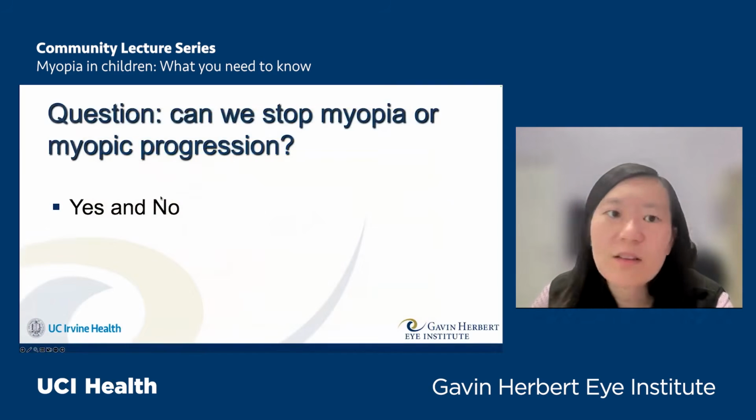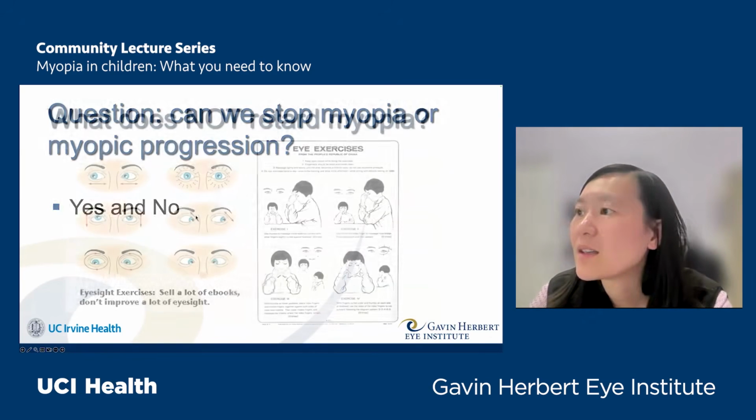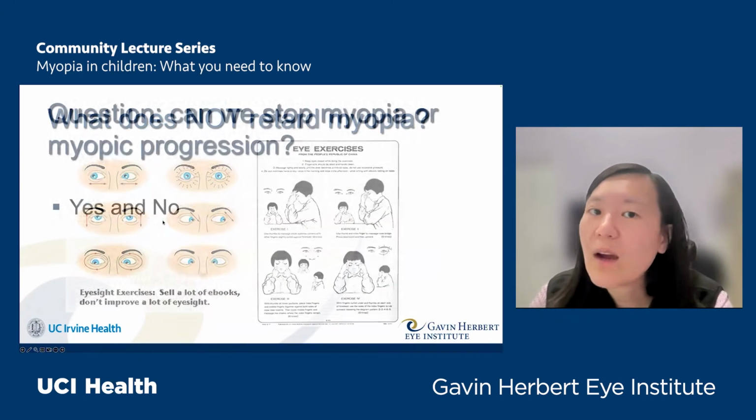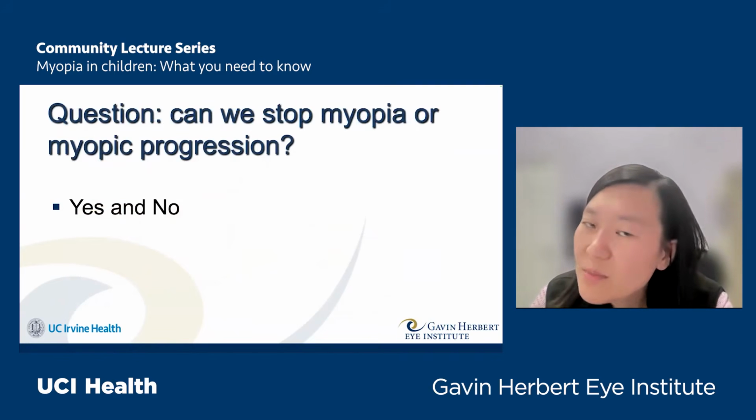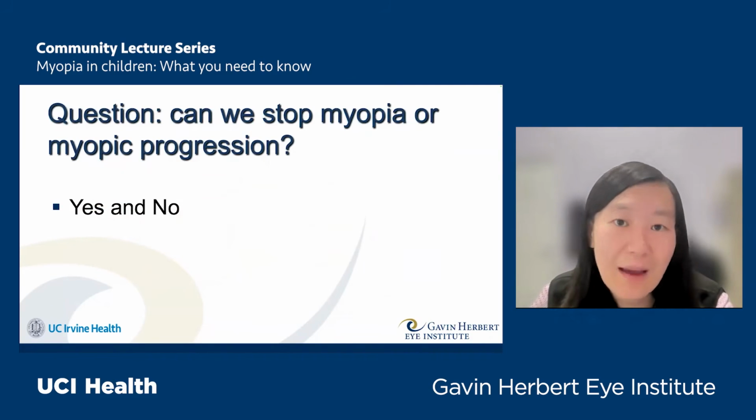And so the actual question that we're trying to answer today is, can we stop myopia or myopic progression? The short answer is yes and no. And I'll go into the details as to why yes and why no. So first we'll talk about no. We can't stop myopia or myopic progression because you can try to prevent it, but once it happens, it happens. It's almost like you want your kid to grow.